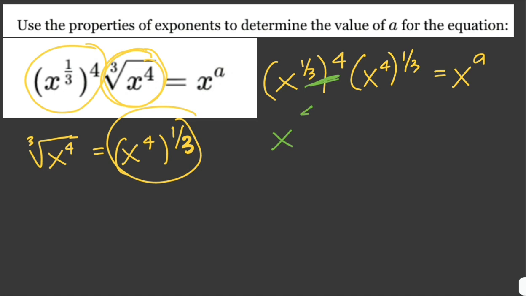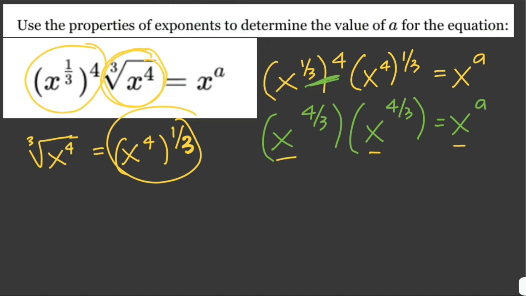So 1/3 times 4, that is just 4/3. So x to the 4/3 times x to the 4/3 equals x to the a. And again, take note that the bases on both sides are the same, and we have multiplication here, so we can apply the product rule. So we just have to add the exponents. So this would become x to the 4/3 plus 4/3 equals x to the a.